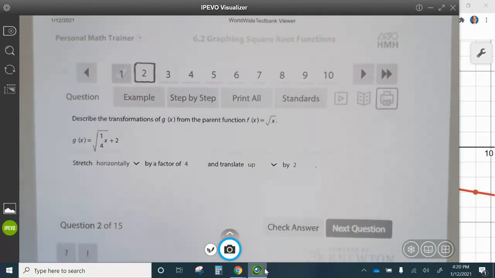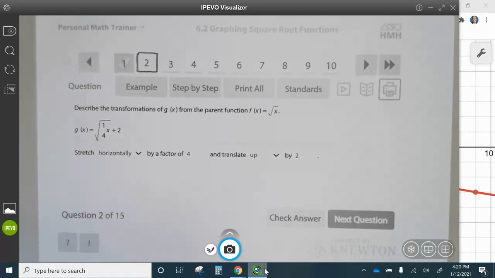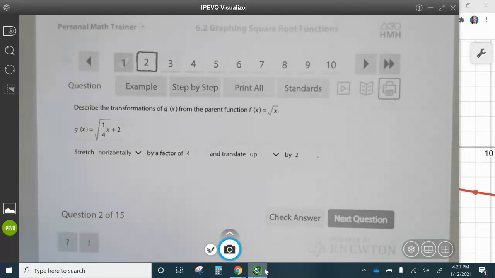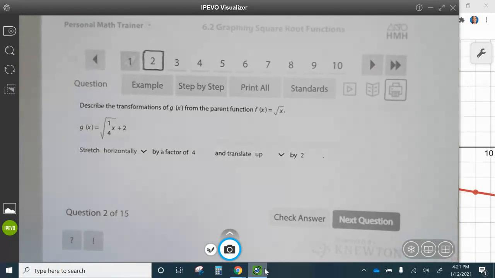Describe the transformation of g of x from the parent function f of x equals the square root of x, when g of x equals the square root of 1/4 x plus 2. It's a stretch horizontally by a factor of 4 and translates up by 2. All right, let's take a look at question 3.